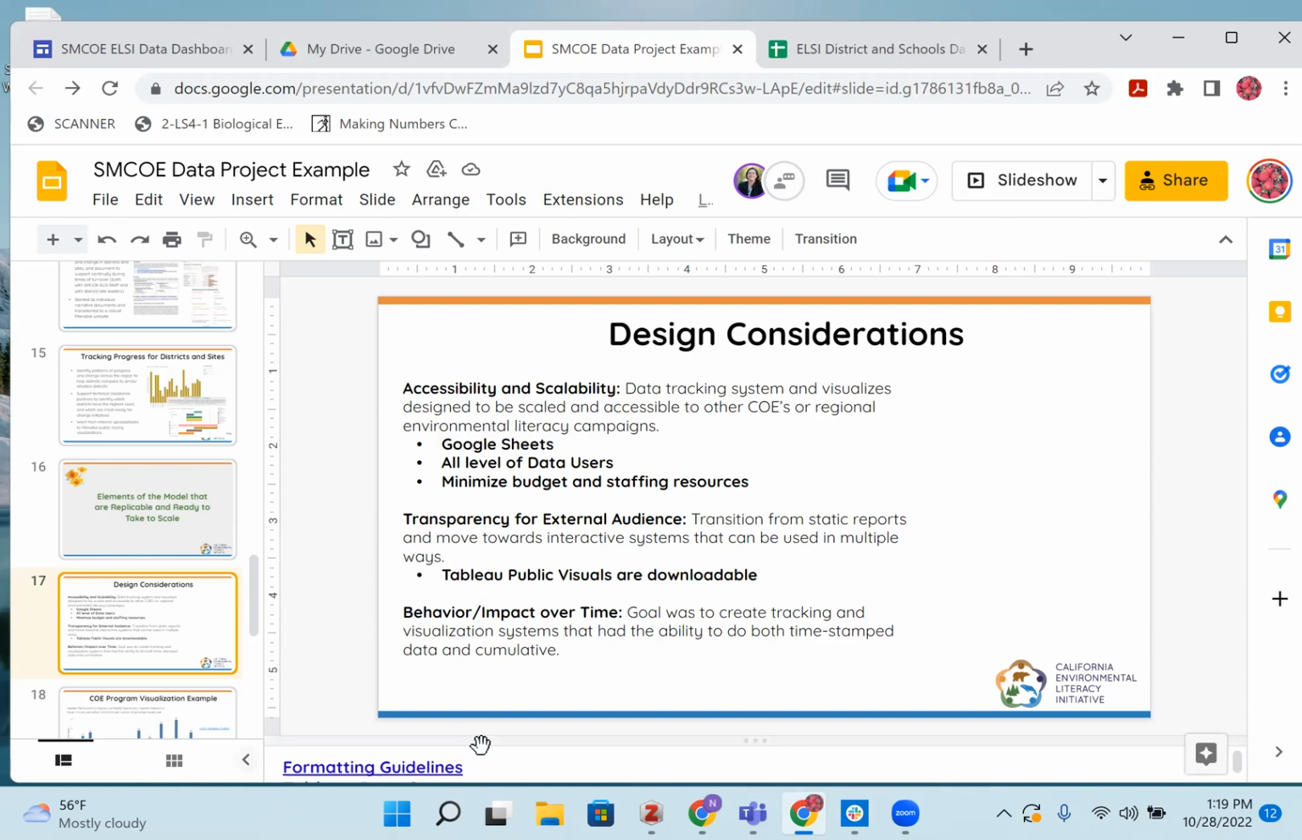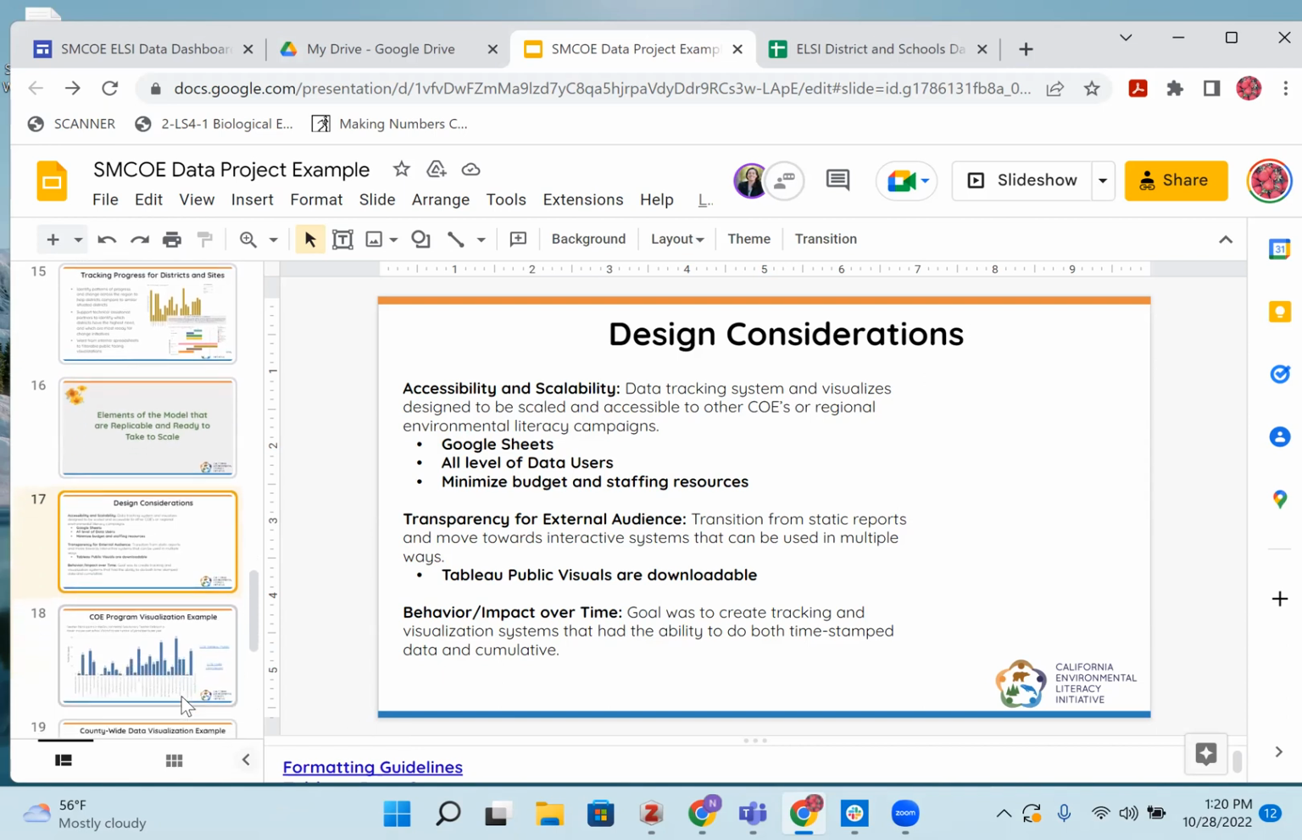The last design consideration I'll mention before looking at the sheets was we really wanted to show behavior and impact over time. So the goal was to create tracking and systems that have the ability to be both time-stamped and cumulative, especially with some of our campus leverage points and our program data. We wanted to be able to show what we were able to accomplish in 1 year, and what we can see over time, in all history, especially for some of these things, the time scales are very different, especially when you look at or try and compare something between a facilities master plan or a board policy.